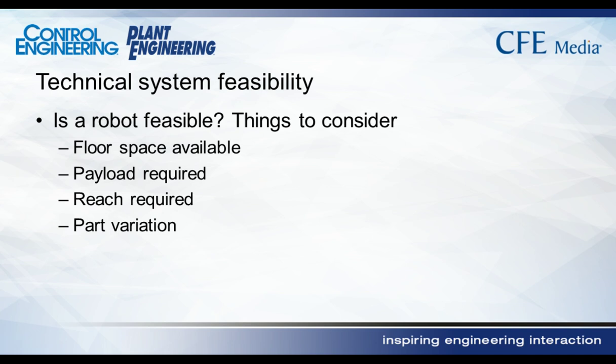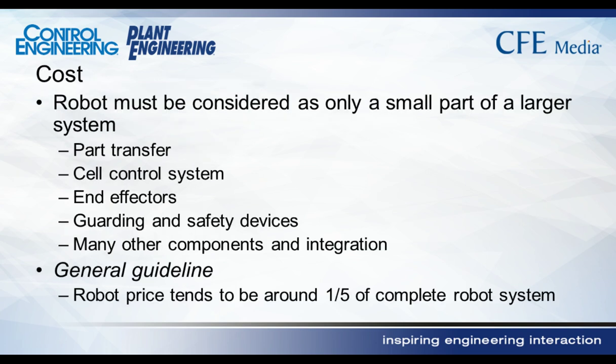Once we have determined if this is a problem that a robot may be able to address, we need to figure out if a robot is able to achieve the task from an engineering perspective. There are many factors to consider here, but some of the basics are checking for floor space availability, part payload, reach requirements, and part variations. This is usually done in collaboration with your systems integrator or internal robotics team.